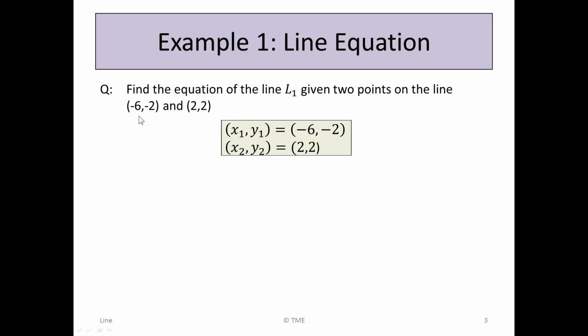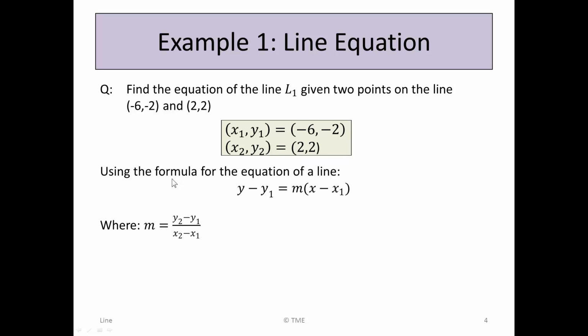So here we're given 2 points. Call the first one x1, y1, that's -6, -2, and the second one x2, y2, or 2, 2. We'll just keep those numbers available for use later.